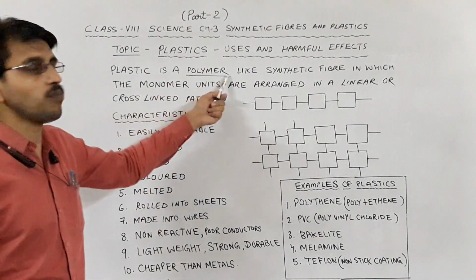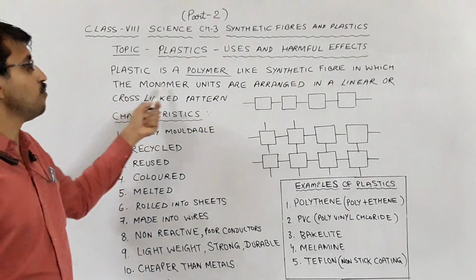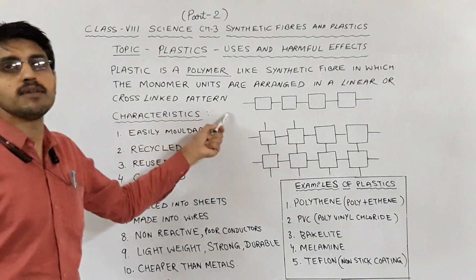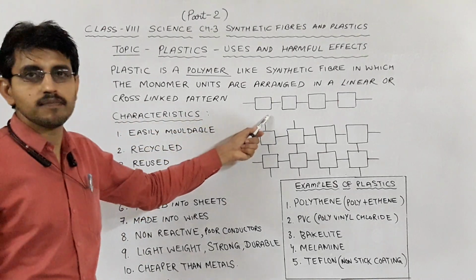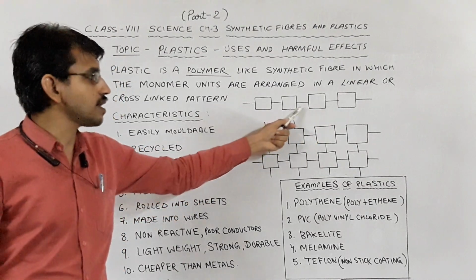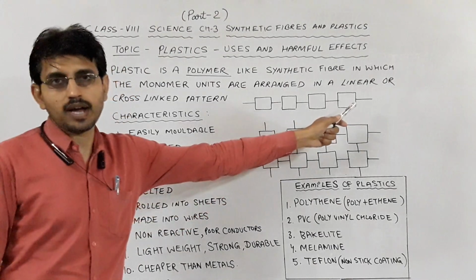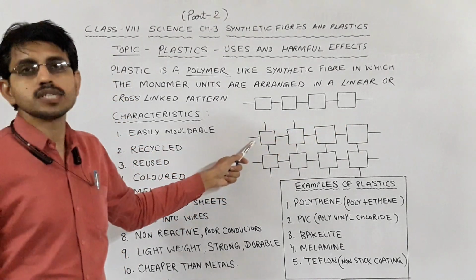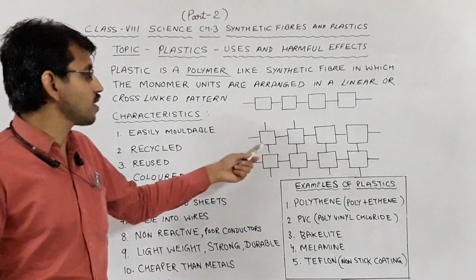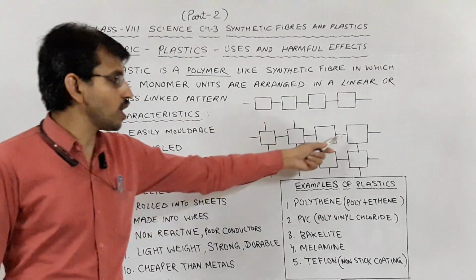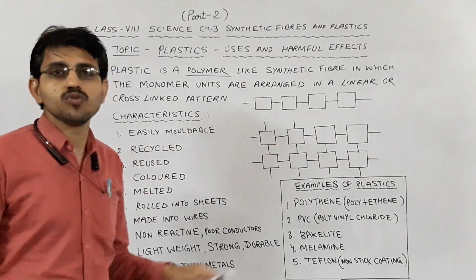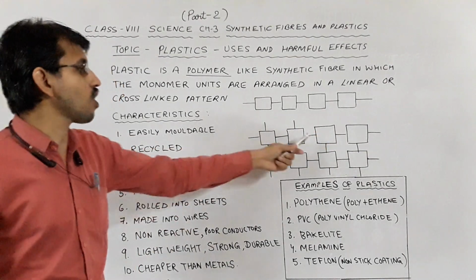So plastic is also a polymer like synthetic fiber in which the monomer units are arranged in a linear or cross-linked pattern. This is the linear pattern. These boxes are representing monomers. So these monomer units are connected linear, means end to end, back to back. Here, this is cross-linked polymer. Complex plastics are also made up of cross-linked polymers. In cross-linked polymer, you can see that there is one row and there is another row, and these monomer units are connected to each other to form a cross-linked pattern. So it is called cross-linked polymer.